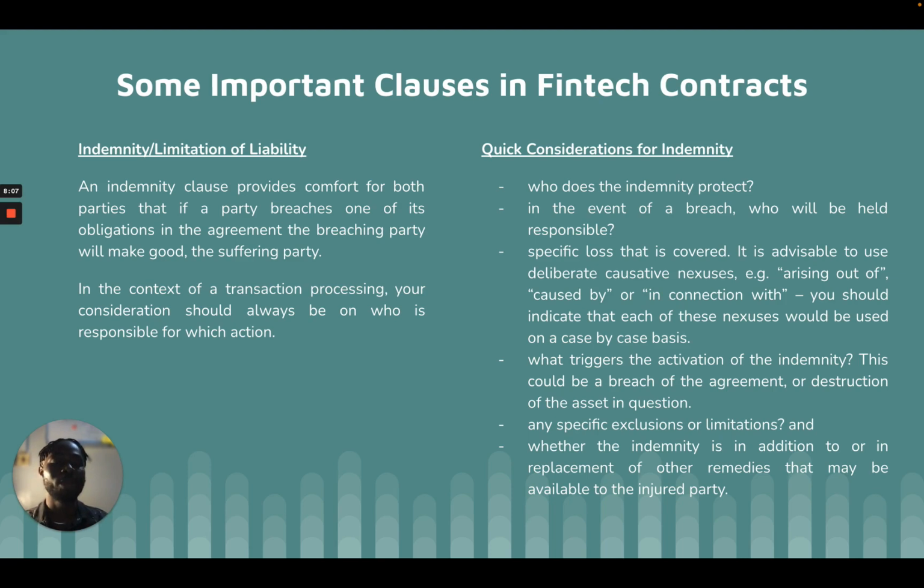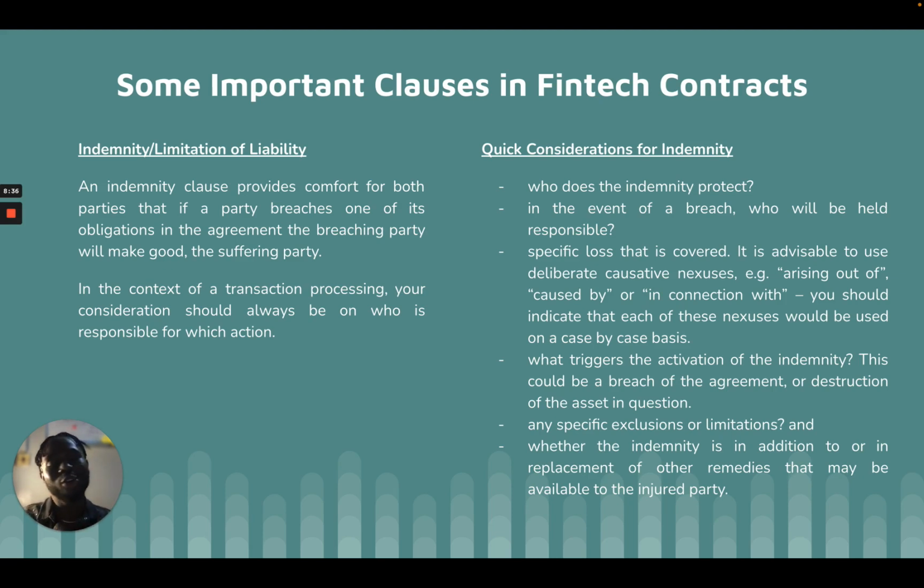So yeah, then what triggers the activation of the indemnity? What triggers the indemnity itself, right? At what point, what has to happen for this indemnity to be activated, right? Then any specific exclusions or limitations, this is where we talk about whether you have a minimum liability or maximum liability. What you see most is maximum liability. Somebody saying that I can't be liable for more than this.